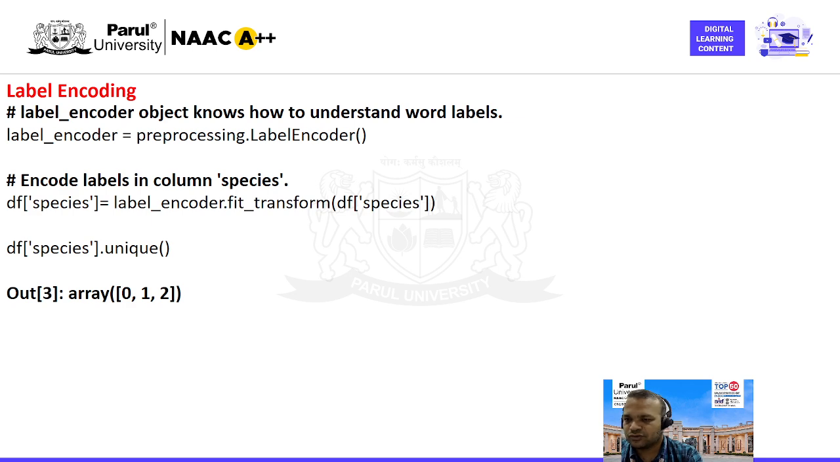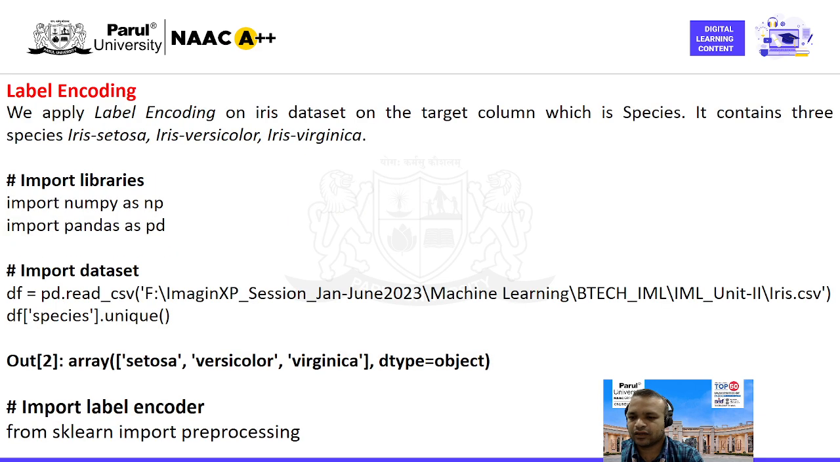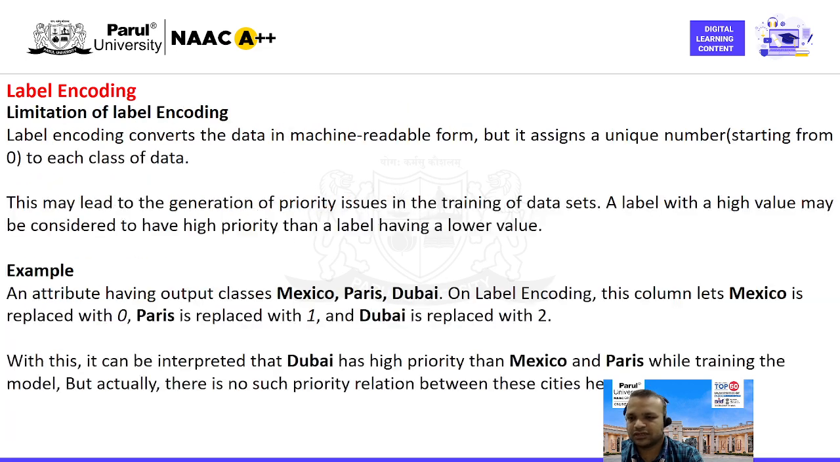After that we want to represent the species by uniqueness, so we use the df['species'].unique() function here. After this, you will get the values 0, 1, 2. That means setosa is represented by 0, versicolor by 1, and virginica by 2. So this is label encoding.